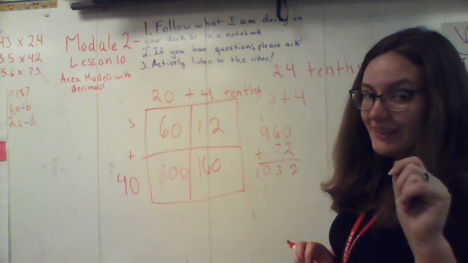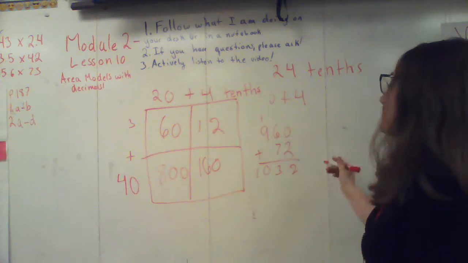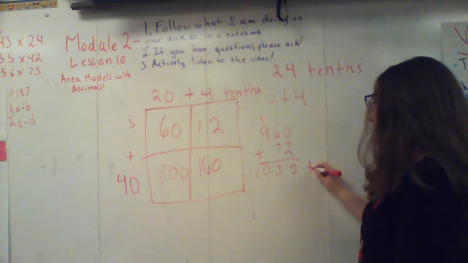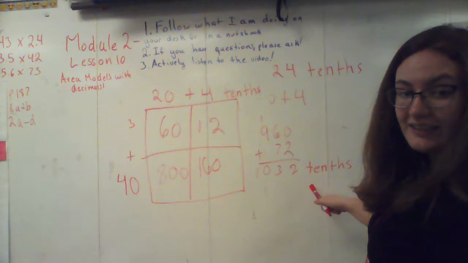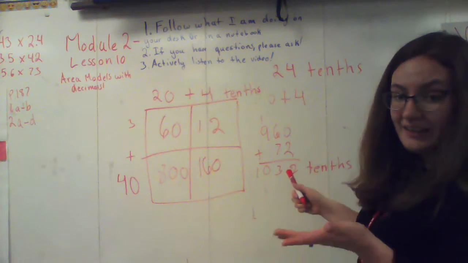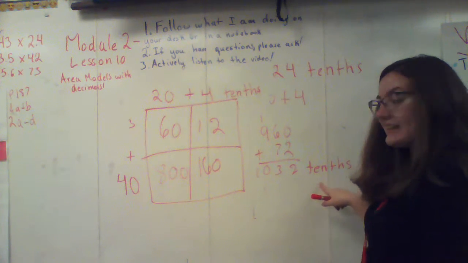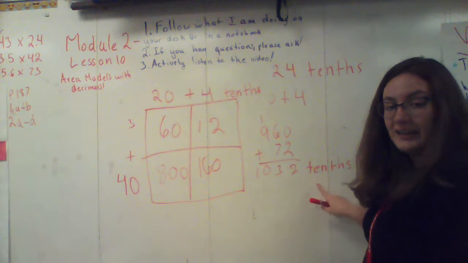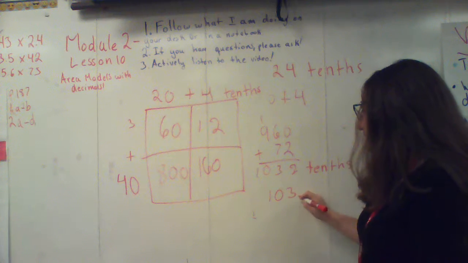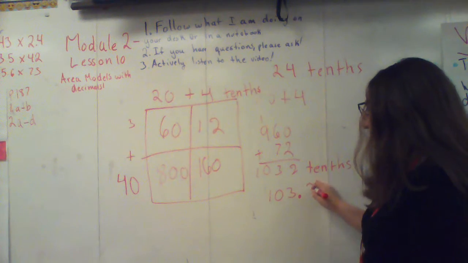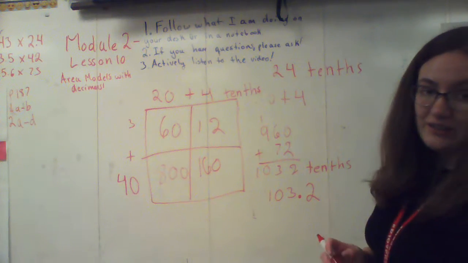But is my answer 1,032? Don't forget about this tenths up here and the tenths right here. So it's not that I have 1,032, it's that I have 1,032 tenths. And now I need to write this unit form number in standard form. So remember, if I have 1,032 tenths, this 2 needs to be in the tenths place. So if I were to do that, my decimal would go right there, so that my 2 is now in the tenths place. And that is your final answer.